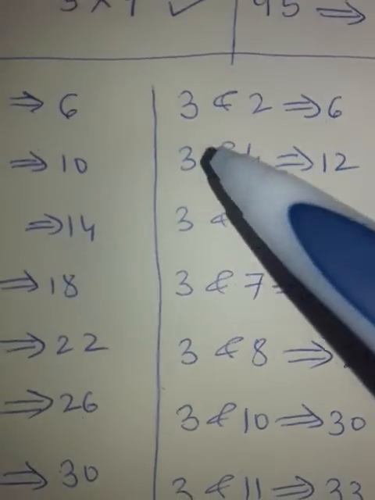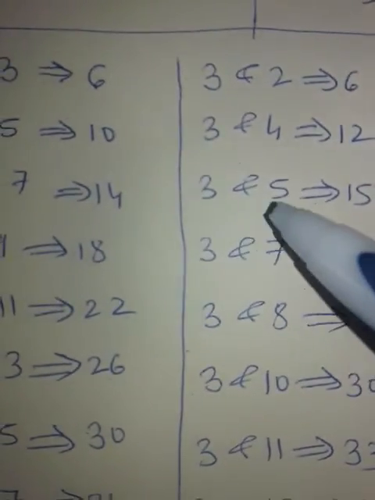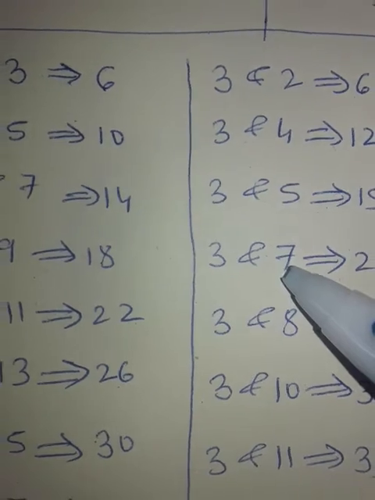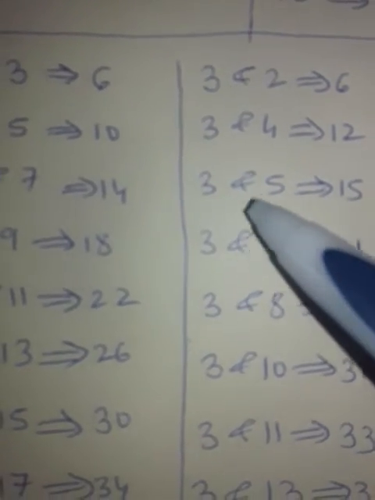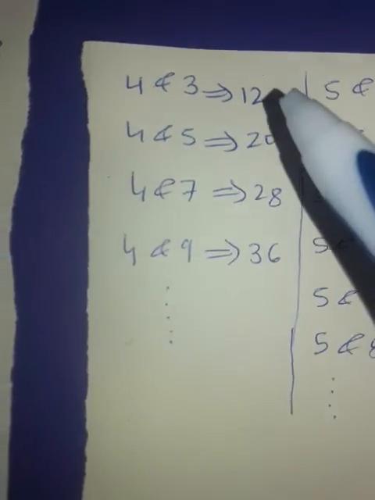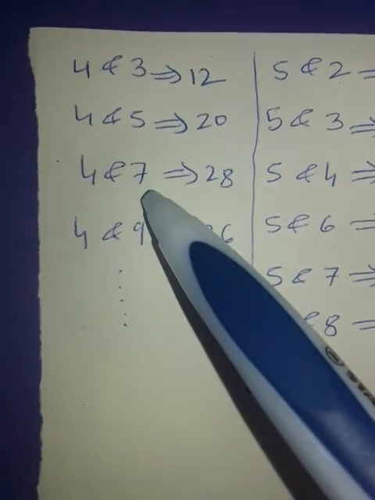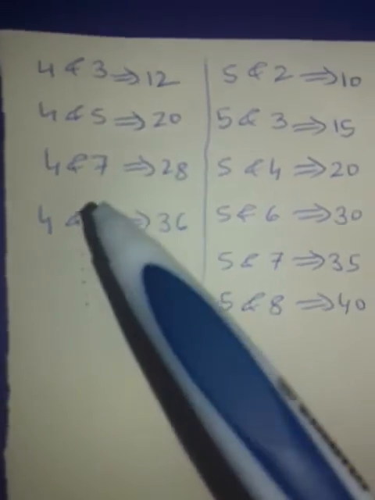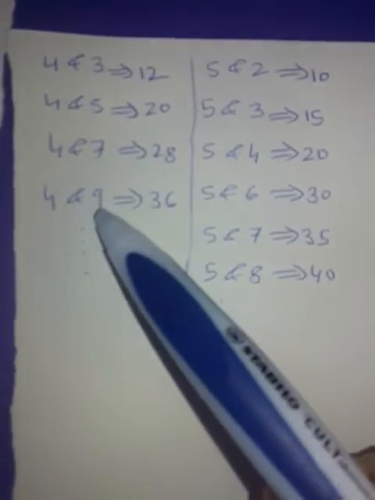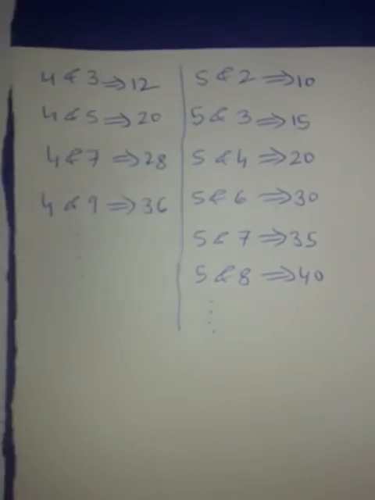Here also, I tried 3 and 4, 3 and 5, but I couldn't try 3 and 6. I had to directly write 3 and 7. Why? Because 3 and 6 have a common factor 3. Here also, you saw 4 and 3, 4 and 5, but 4 and 6 I couldn't take because 4 and 6 have a common factor 2. Then 4 and 7, but 4 and 8 I couldn't consider because their common factor is 4. So you have to consider only those pairs which do not have any common factor. I think the topic is amply clear now.